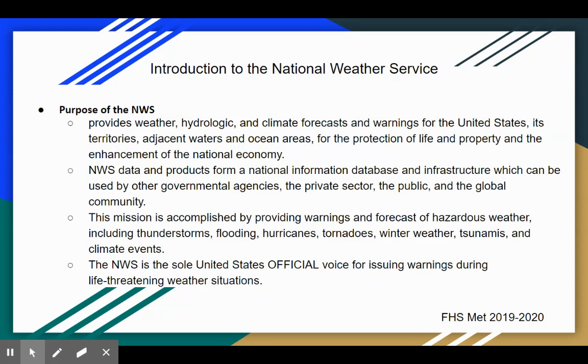Another key aspect of the National Weather Service is to protect the economy. Not many people know how much money these natural disasters end up costing the United States once they occur. Billions and billions of dollars from some of these natural disasters. National Weather Service data and products form a national information base that can be used by different people throughout the country, including schools. When schools close down due to severe weather or winter storms, they get a lot of that information from the National Weather Service.